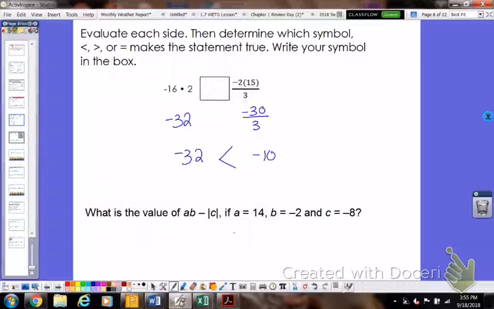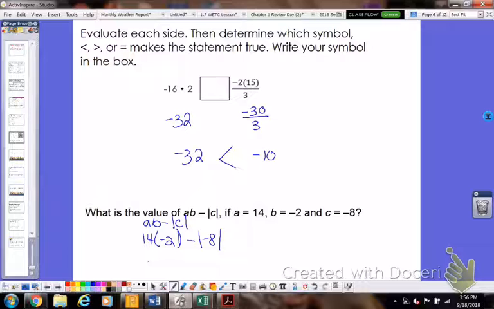And last up, what is the value of AB minus the absolute value of C? If A equals 14, B equals negative 2, and C equals negative 8. So if we show our first step, then we show our substitution. A is 14. Remember, right next to each other means they're being multiplied. B is negative 2. That's a 2 there, guys. Minus the absolute value of negative 8.